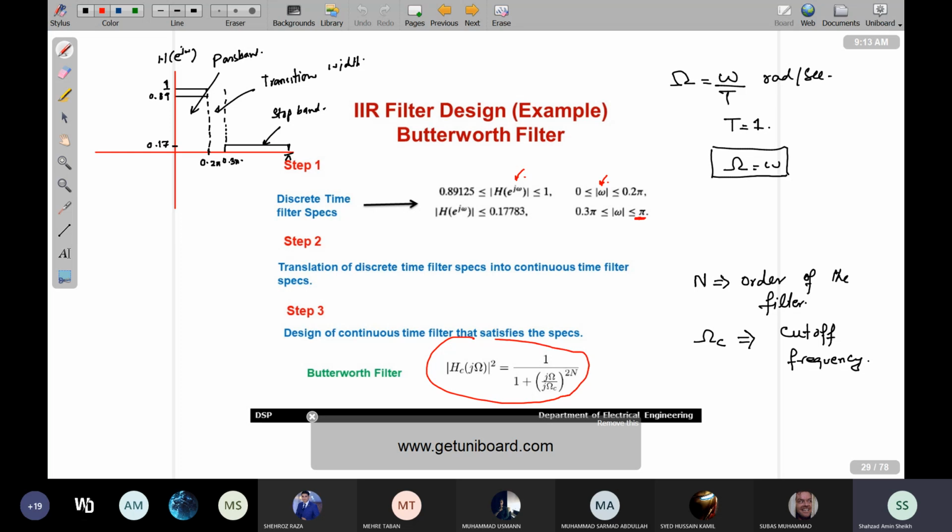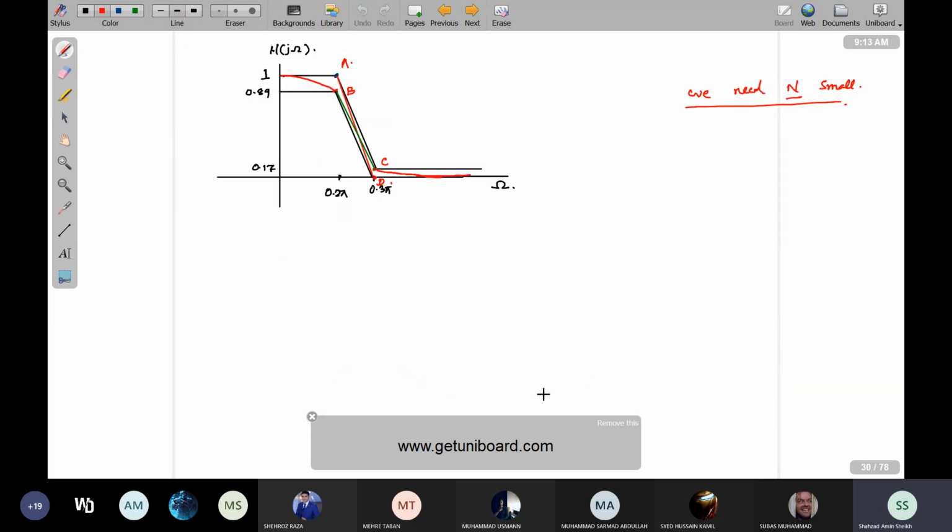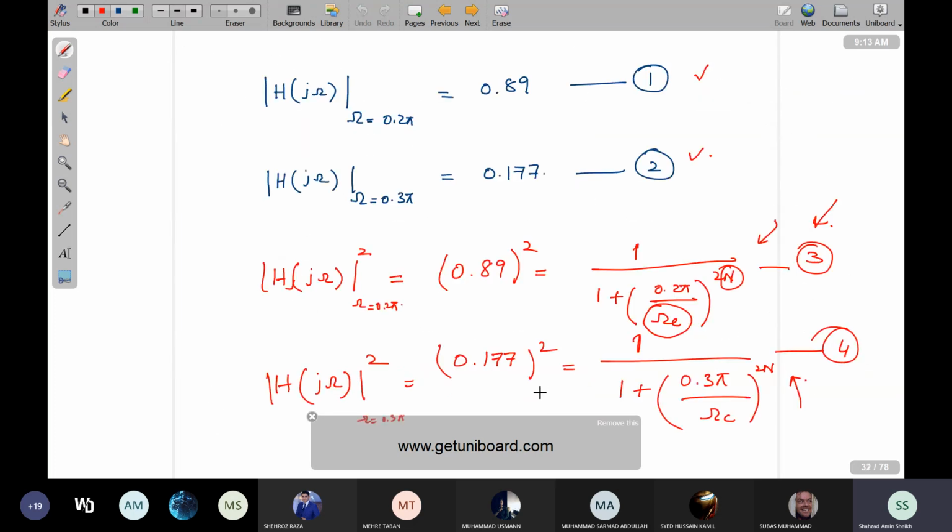Okay, and now I know the magnitude square function for the Butterworth filter, which is given to me. H of j omega squared is equal to 1 over 1 plus (omega over omega c) raised to power 2n. So now H of j omega squared at omega equal to 0.2 pi, I know that it is 0.89.